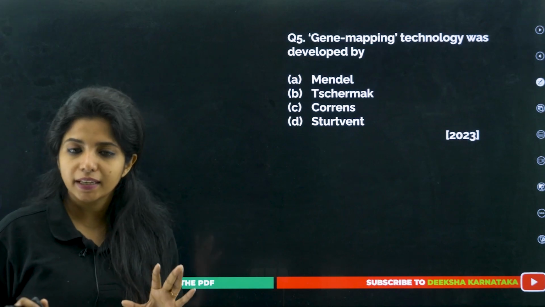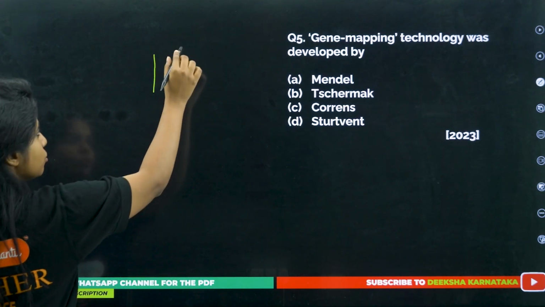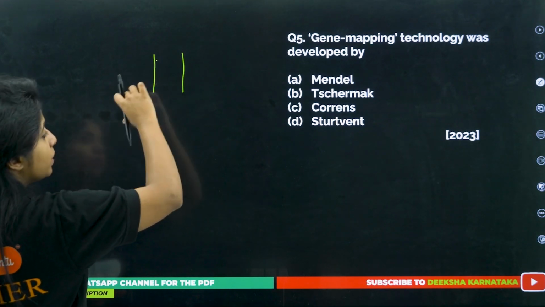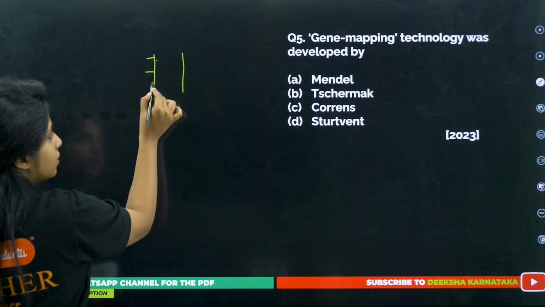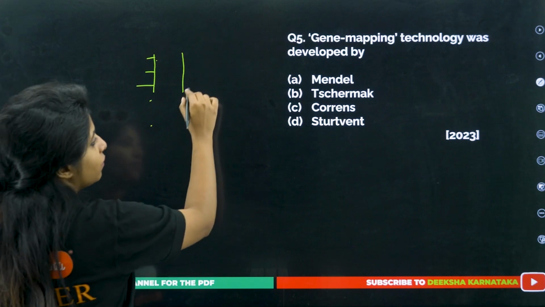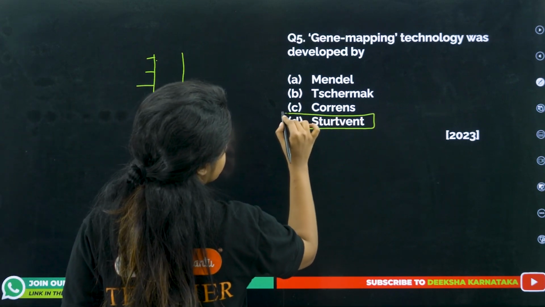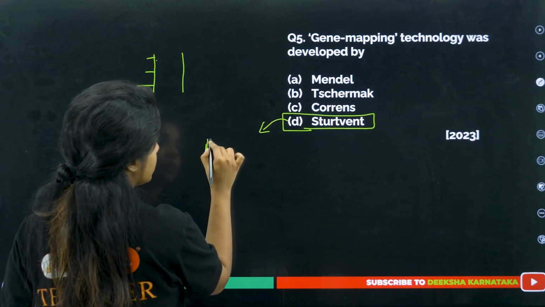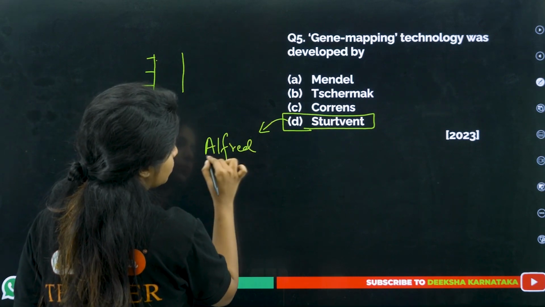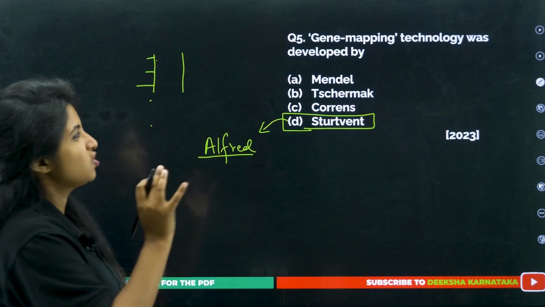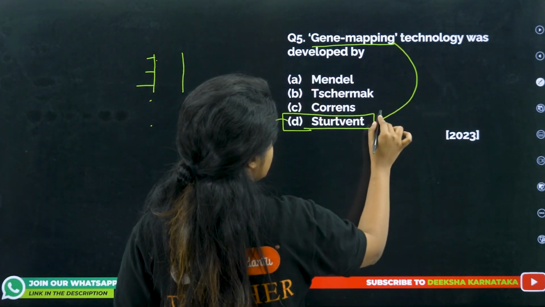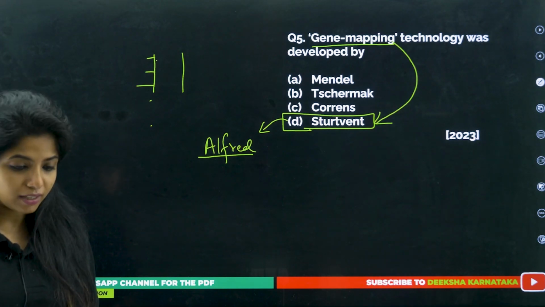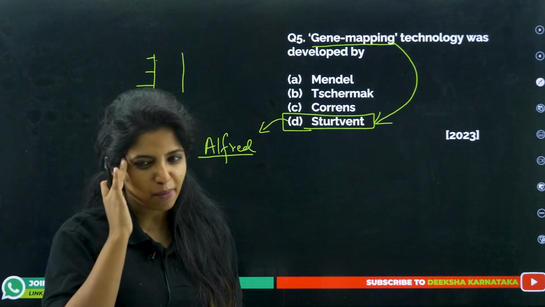Gene mapping basically means where is the location of one particular gene, what is the distance between one gene and the second gene, or basically the alleles in a gene. That is known as gene mapping, and it was given by Sturtevant. His actual name is Alfred Sturtevant. So whenever gene mapping comes, just understand you're talking about Sturtevant. As easy as that. Now this is also a direct question. You have nothing much to explain, you have to remember it.